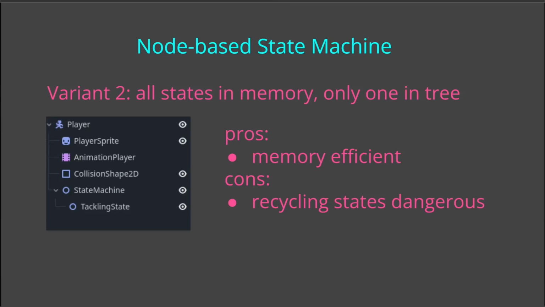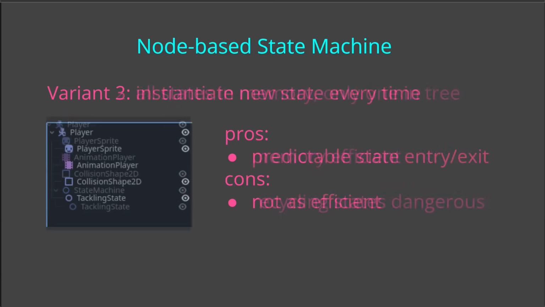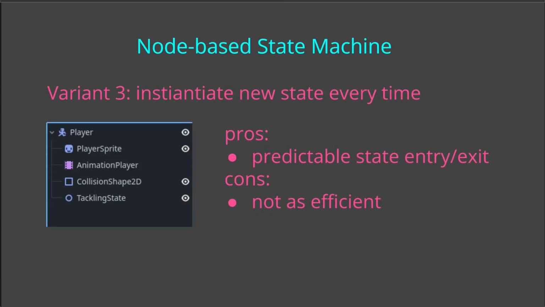So the third variant is actually my personal favorite, and that's the one that we'll be implementing in this course. It's very similar to the previous variant in the sense that only one child node exists, but rather than keep it in memory, we will actually instantiate it every single time we switch states. This will make it super predictable when we enter and we exit a state, and the code will actually be quite cleaner in my opinion.